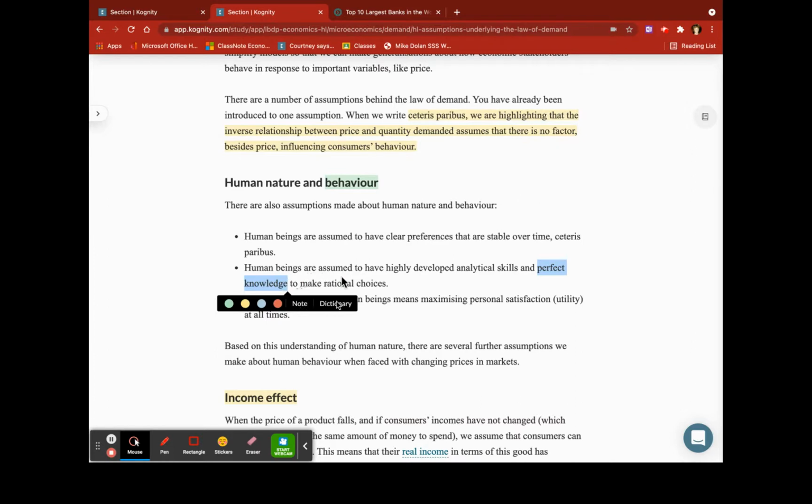A little bit when you get into behavioral economics, it doesn't, but that's an assumption that you need to understand when you are making arguments and backing up your claims. The last assumption is that human beings always maximize their personal satisfaction. That's that word utility that we covered in the introduction.